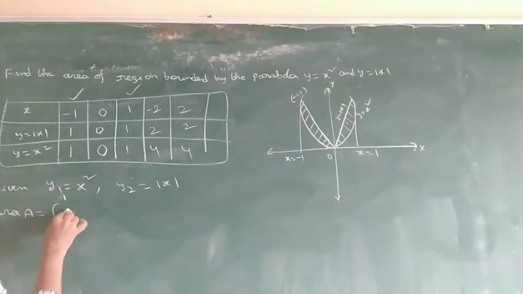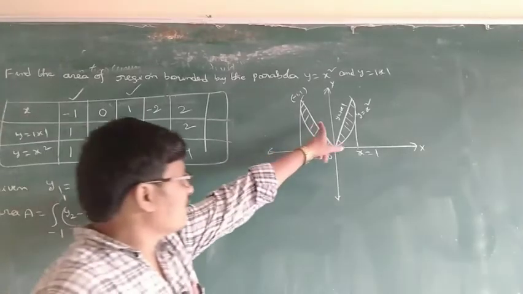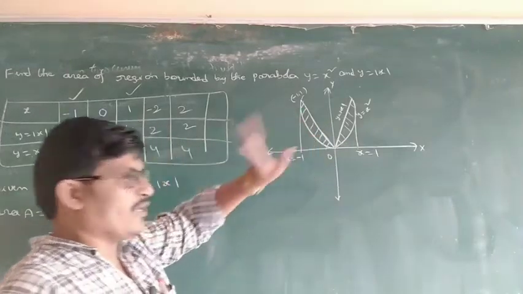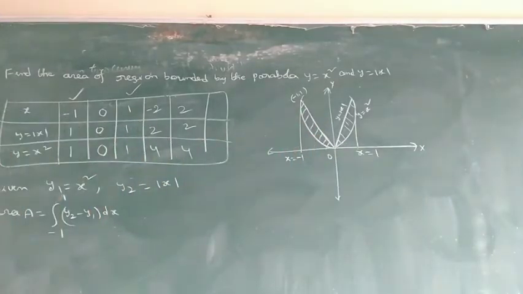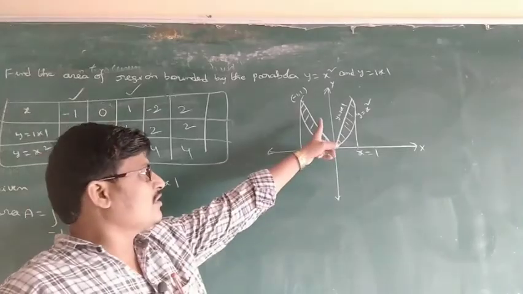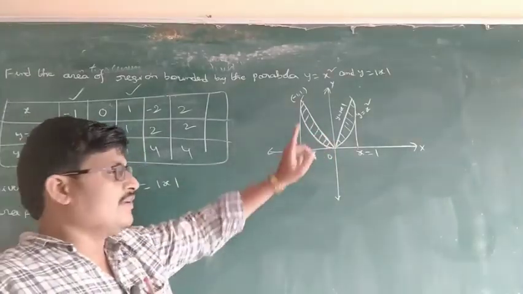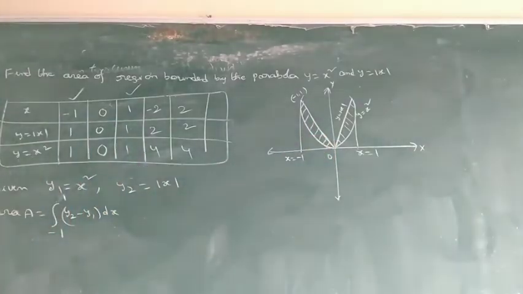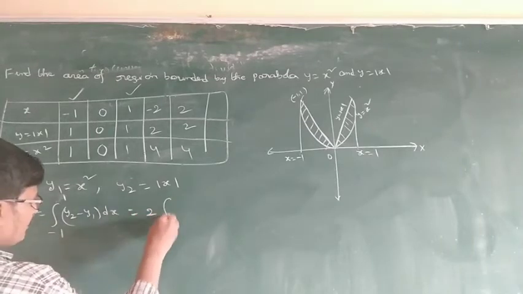So the integral of y2 minus y1 dx. What is y2? Mod x. This is y2 minus y1, upper curve minus lower curve. Upper curve is the mod x curve. Lower curve is the parabola curve. So that is equal to 2 into integral 0 to 1.